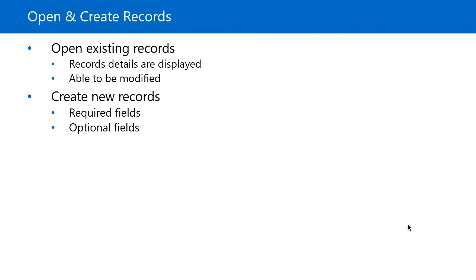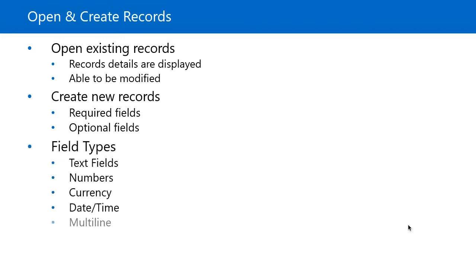Now, the next type of fields to call your attention to are optional fields. Essentially, anything that's not required is considered to be optional. And as a general rule, if you have the information, enter it into the system. More data is typically better than not enough data. Now, another topic we'll discuss during a demonstration is the various field types. We'll review text fields, numeric fields, currency, date time, multi-line fields, option sets, and even lookup fields.